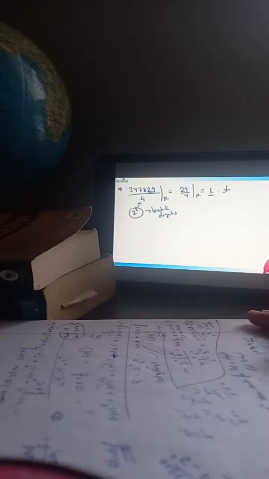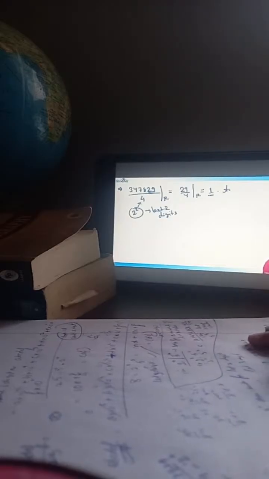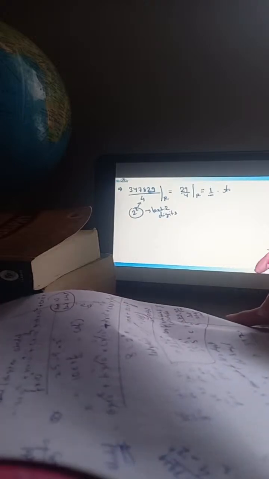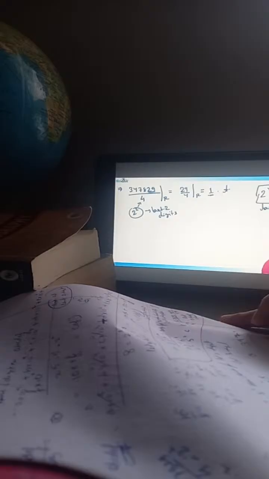3, 4, 7, 8, 2, 9 divided by 4. Remember, what is the answer? Answer is 1, because for 4, I just need to look at the last 2 digits. What is 4? 4 is 2 square. For any number of the form 2 raised to n and 5 raised to n, I have to only look at the last n digits for finding the remainder or divisibility rule.